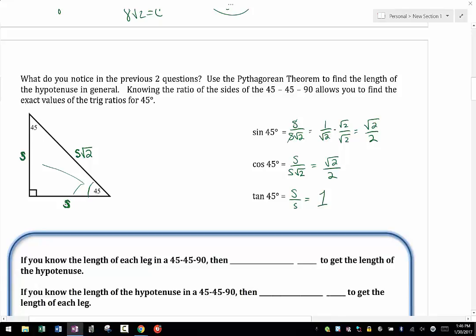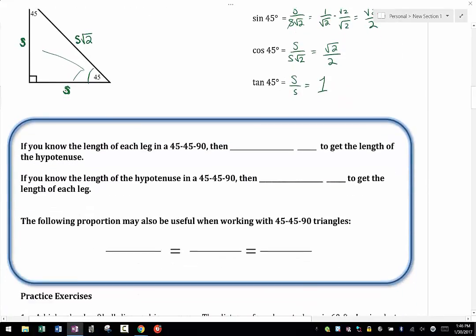All right, so what do I need you to know from this? I need you to know if you have an isosceles right triangle where two of the legs are the same and the hypotenuse is therefore different, if you know the length of each leg in a 45, 45, 90, then you just multiply by root 2 to get the length of the hypotenuse. Conversely, if you know the length of the hypotenuse, then to go backwards, you would divide by root 2 to get the length of each leg.